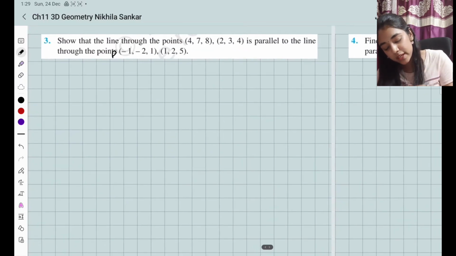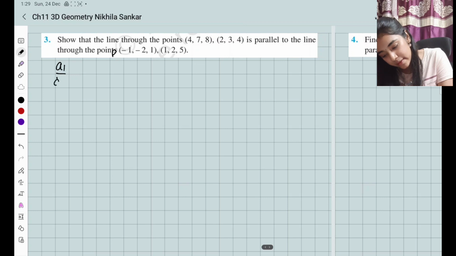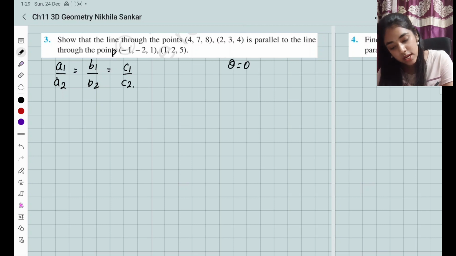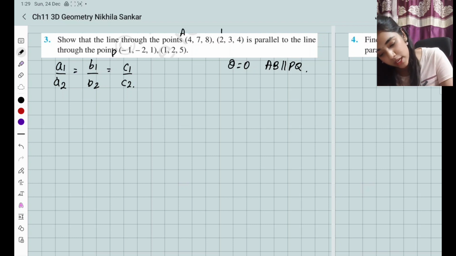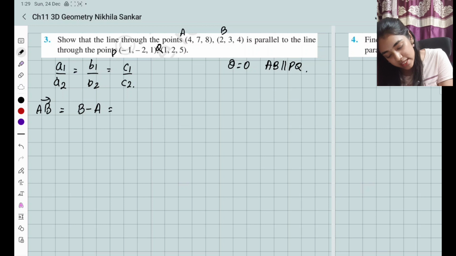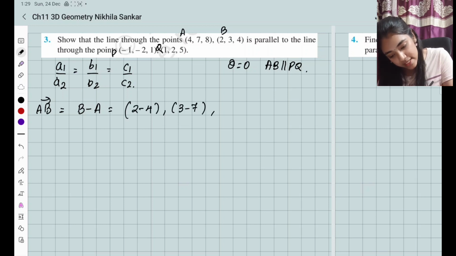I have to prove that A1 by A2 equals B1 by B2 equals C1 by C2, because it is given that theta equals 0 and AB is going to be parallel to PQ. So I need to find the values of A1, B1, C1, A2, B2, C2. This is going to be A, B and this is going to be P, Q. So first, can we find it for AB? For AB it is going to be B minus A. I'll directly write the coordinates. So this is going to be 2 minus 4, 3 minus 7, 4 minus 8. So this is going to be minus 2, minus 4, minus 4.